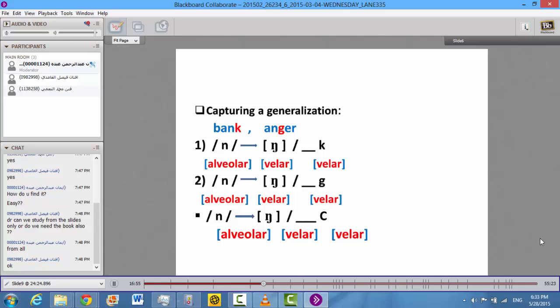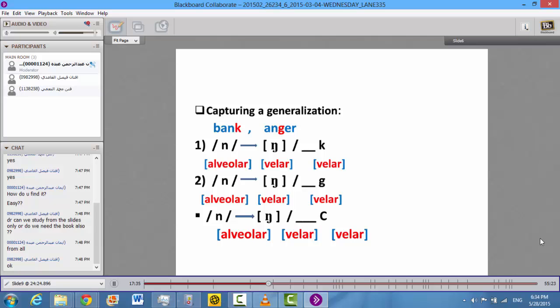Only the sounds k and g are velar. We don't have any other sounds that determine the change. So here the alveolar n becomes ng, velar, when it is followed by any consonant having the feature velar. So here we capture a generalization. Instead of writing 2 rules, we are going to write 1 rule. Usually scientists and linguists look for 2 things, generalization and economy. Economy means being economical with something, and generalization means making it general.